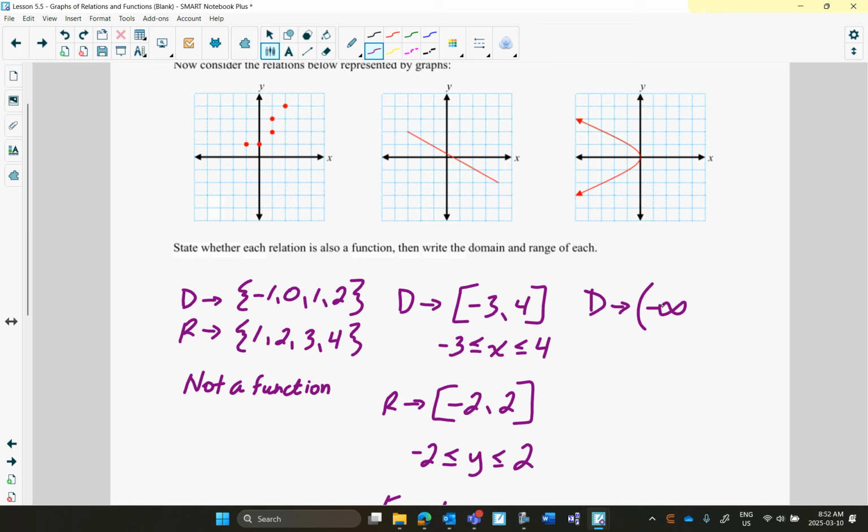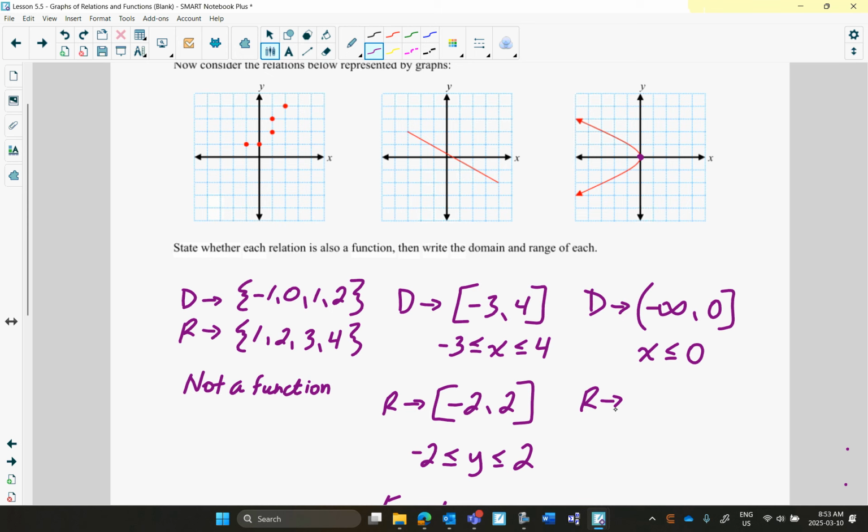So it'd be negative infinity. What's the X coordinate of the point to the furthest right? Well, the point to the furthest right is there. What's its X coordinate? 0. And I include it. How do I write everything less than or equal to 0 using set notation? X less than or equal to 0. The range.